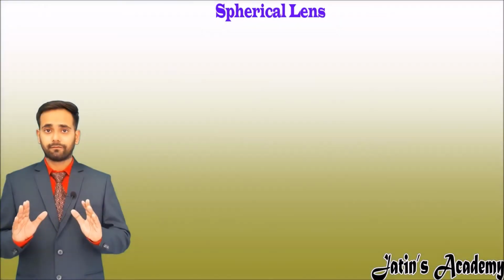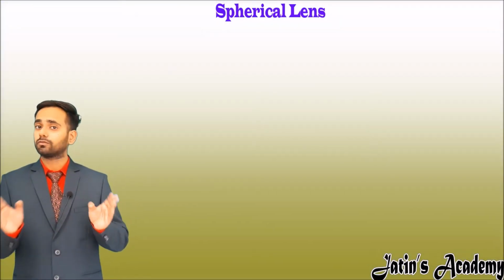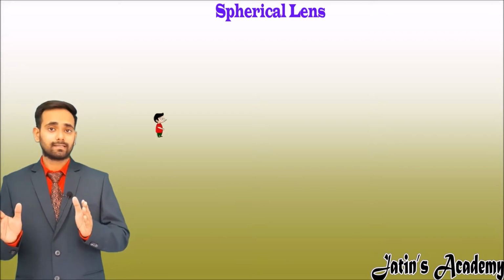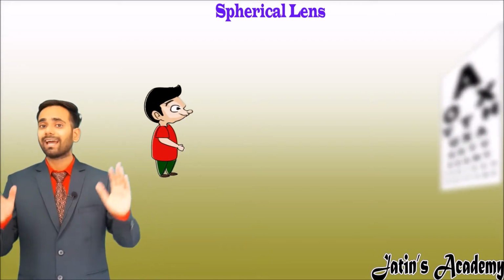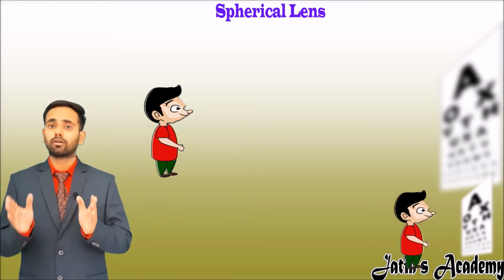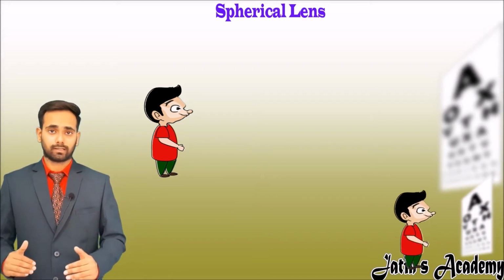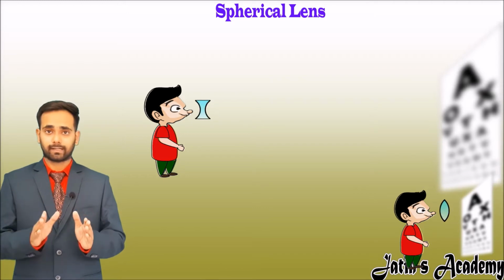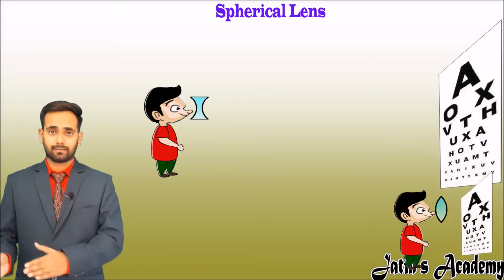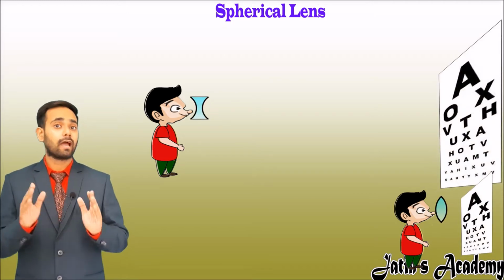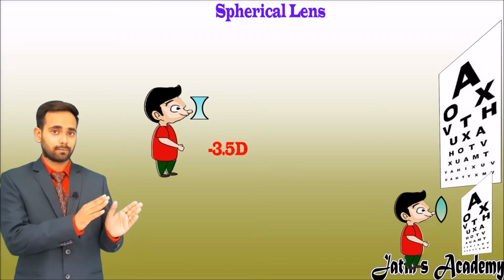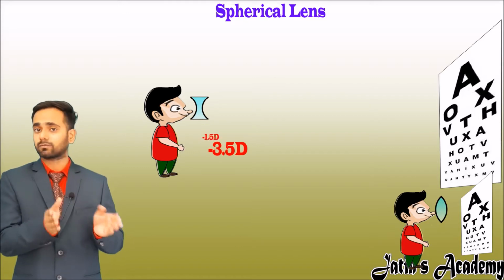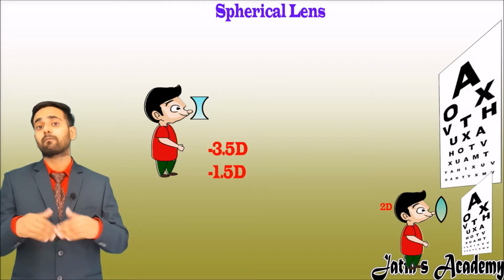In your daily life, you have heard or seen so many cases where people are not able to see far objects clearly, and some old people are not able to see near objects clearly. So they use spectacles in order to clear their vision. Different people have different power of vision. Some people have minus 3.5, some have minus 1.5, and some have positive 2.